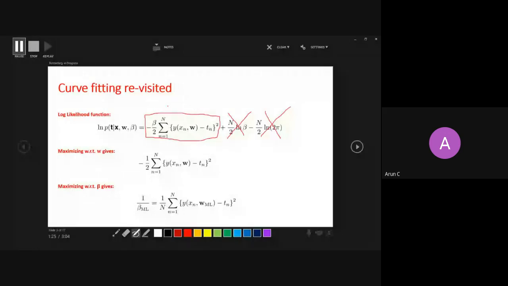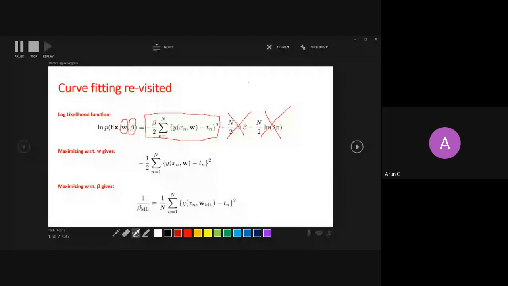So if you take a log of this likelihood function, you get this expression. This is a log likelihood function, and there are two variables here, one is W and the other is beta. So you need to maximize your log likelihood function with respect to W and beta. Let's maximize this first with respect to W. W is a vector of parameters, remember. So I want to maximize it with respect to W.